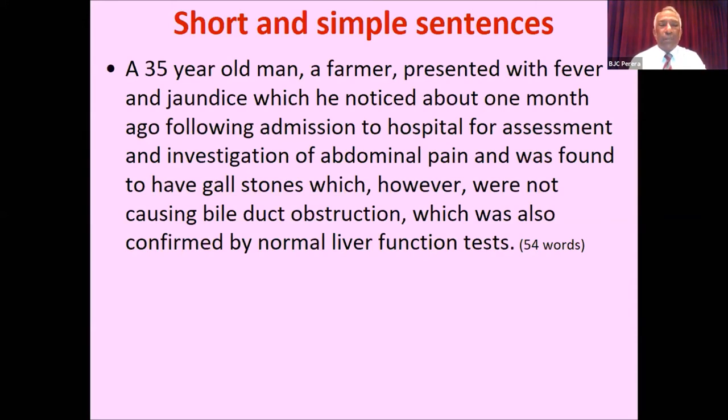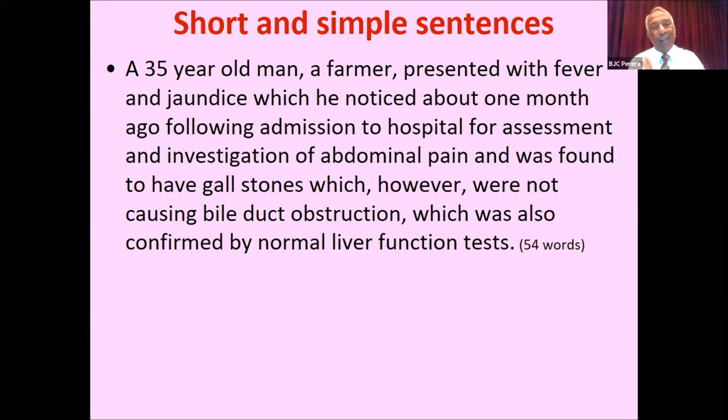Now, just one example. A 35-year-old man, a farmer, presented with fever and jaundice, which he noticed about 1 month ago following admission to hospital for assessment and investigation of abdominal pain, and was found to have gallstones, which, however, were not causing bile duct obstruction, which was also confirmed by normal liver function tests. 54 words for this sentence. And this is really a real life situation. This is from a submission which we got to the Ceylon Medical Journal.